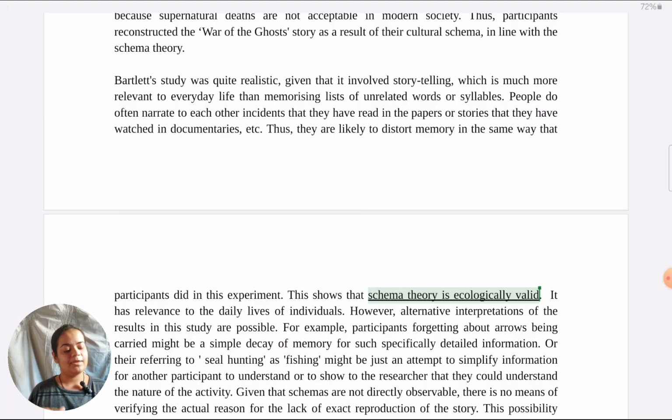Now in the paper, if I just write, oh, the study has ecological validity, and I move off to the next point, it doesn't make sense. Like I said, many teachers will give feedback, answer is generic. Can you see how this is not made generic or how this is contextualized? People do often narrate to each other incidents that they have read in the papers or stories that they've watched in documentaries, etc. This is what is realistic about the study. Context. It's been pointed out specifically, see, this is what is realistic about this study.